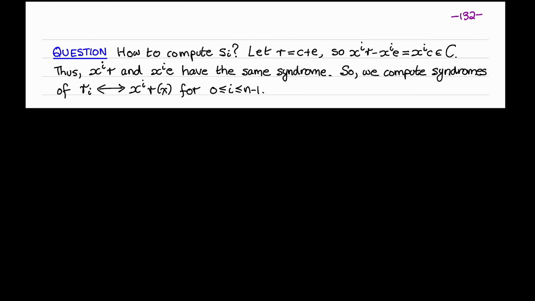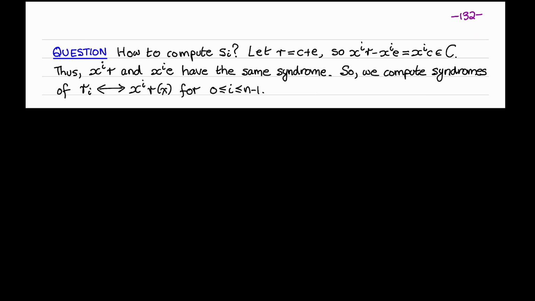So the question then is, how do we compute the S_i? Namely, the syndromes of the cyclic shifts of the unknown error vector E. It turns out that computing the S_i is relatively simple. Suppose that c is a transmitted code word and the error vector is E. So R equals c plus E.